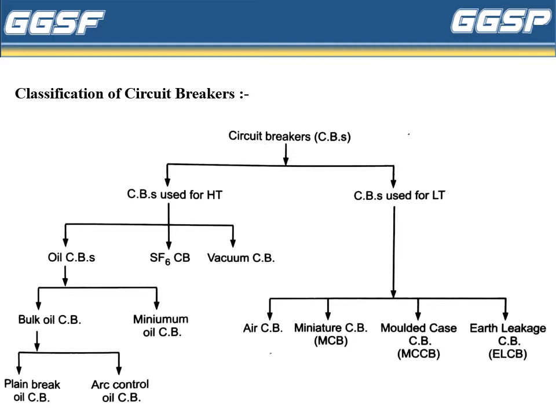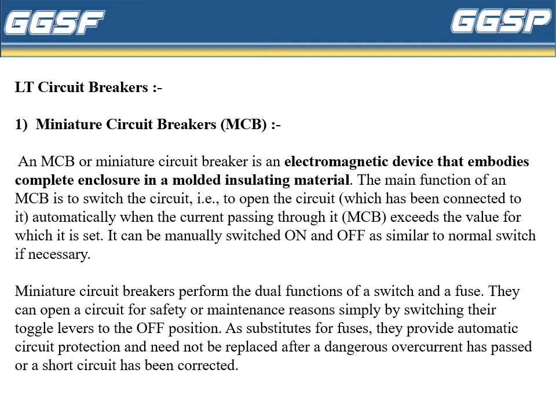In the LT type of circuit breakers, there are four classifications such as air circuit breaker, miniature circuit breaker, molded case circuit breaker and earth leakage circuit breaker. In the LT type of circuit breakers, the first type is the miniature circuit breaker, that is MCB.